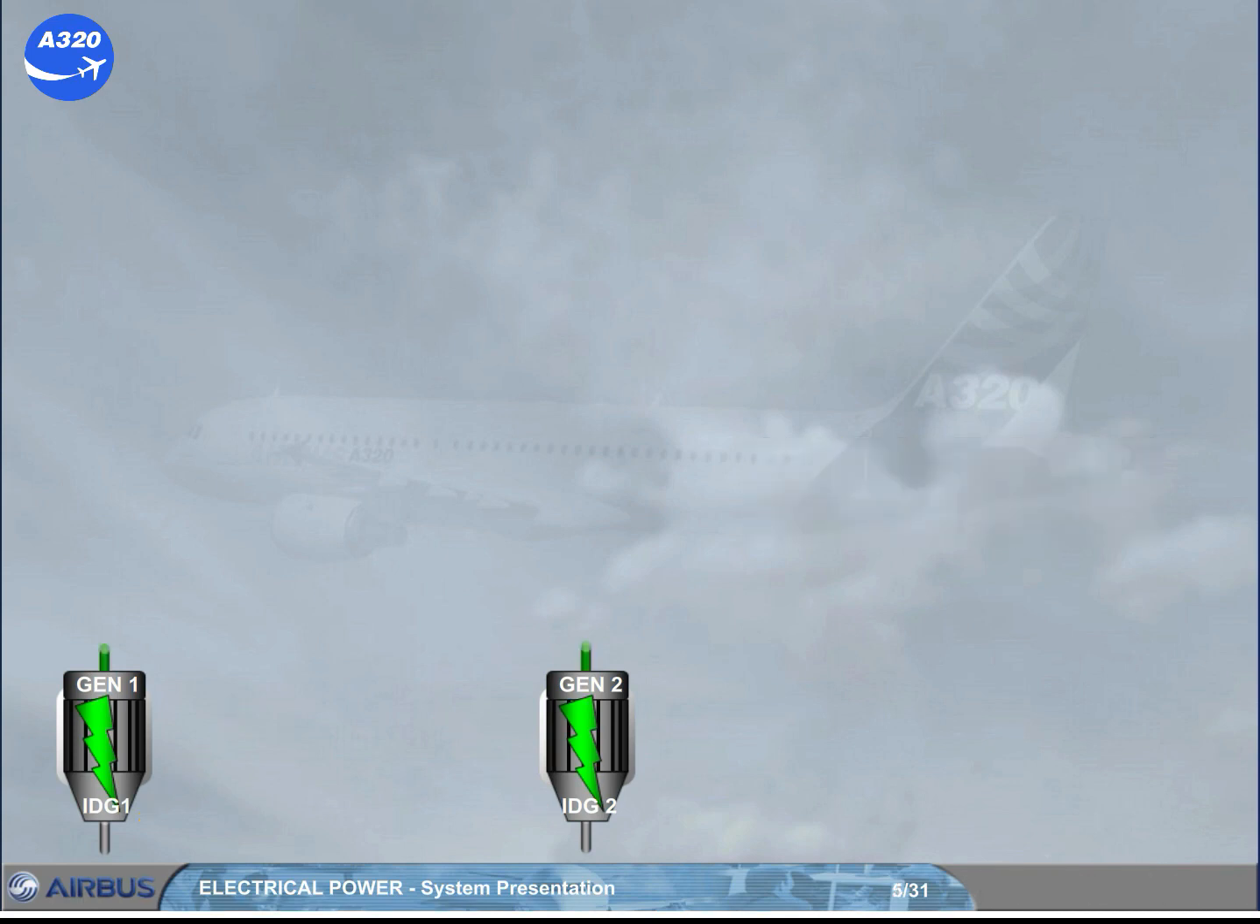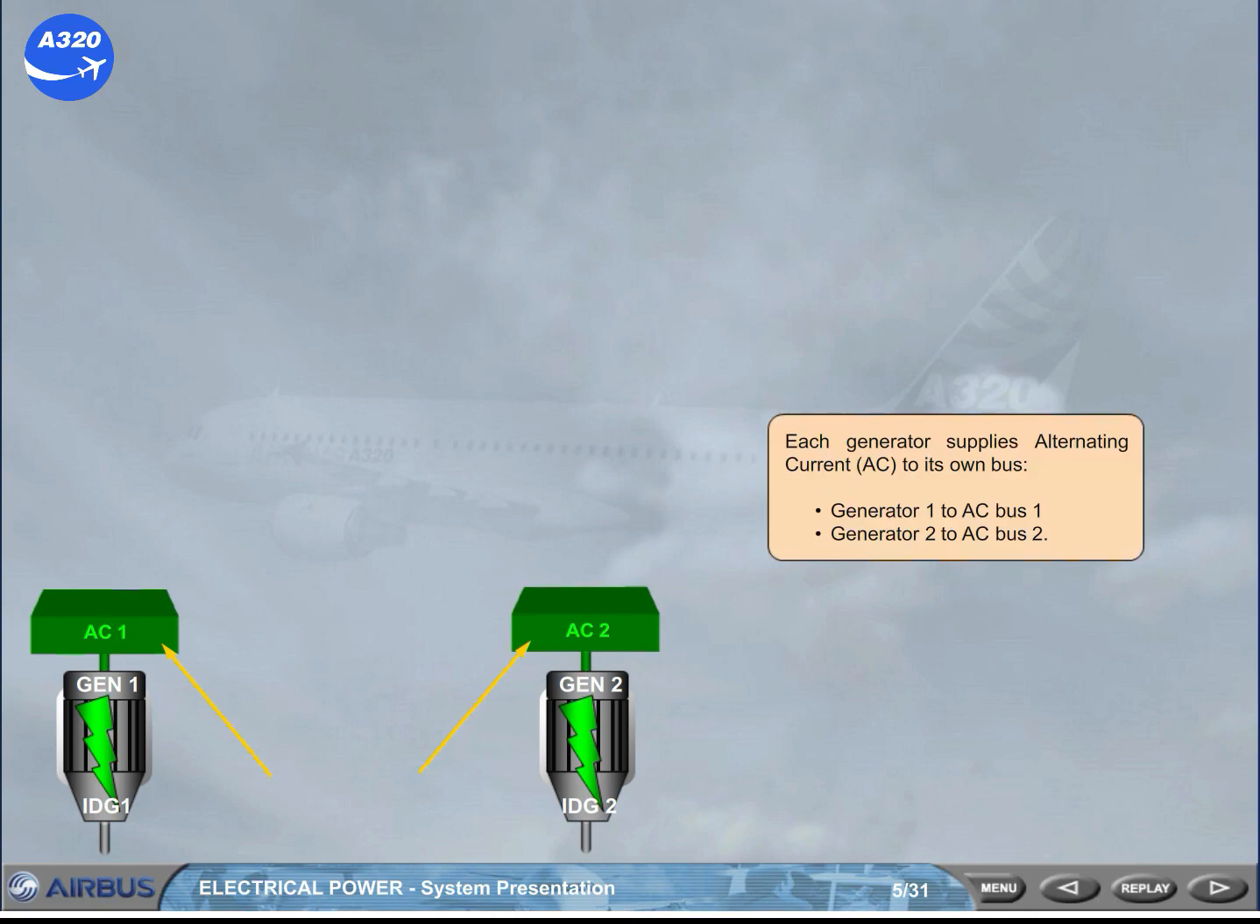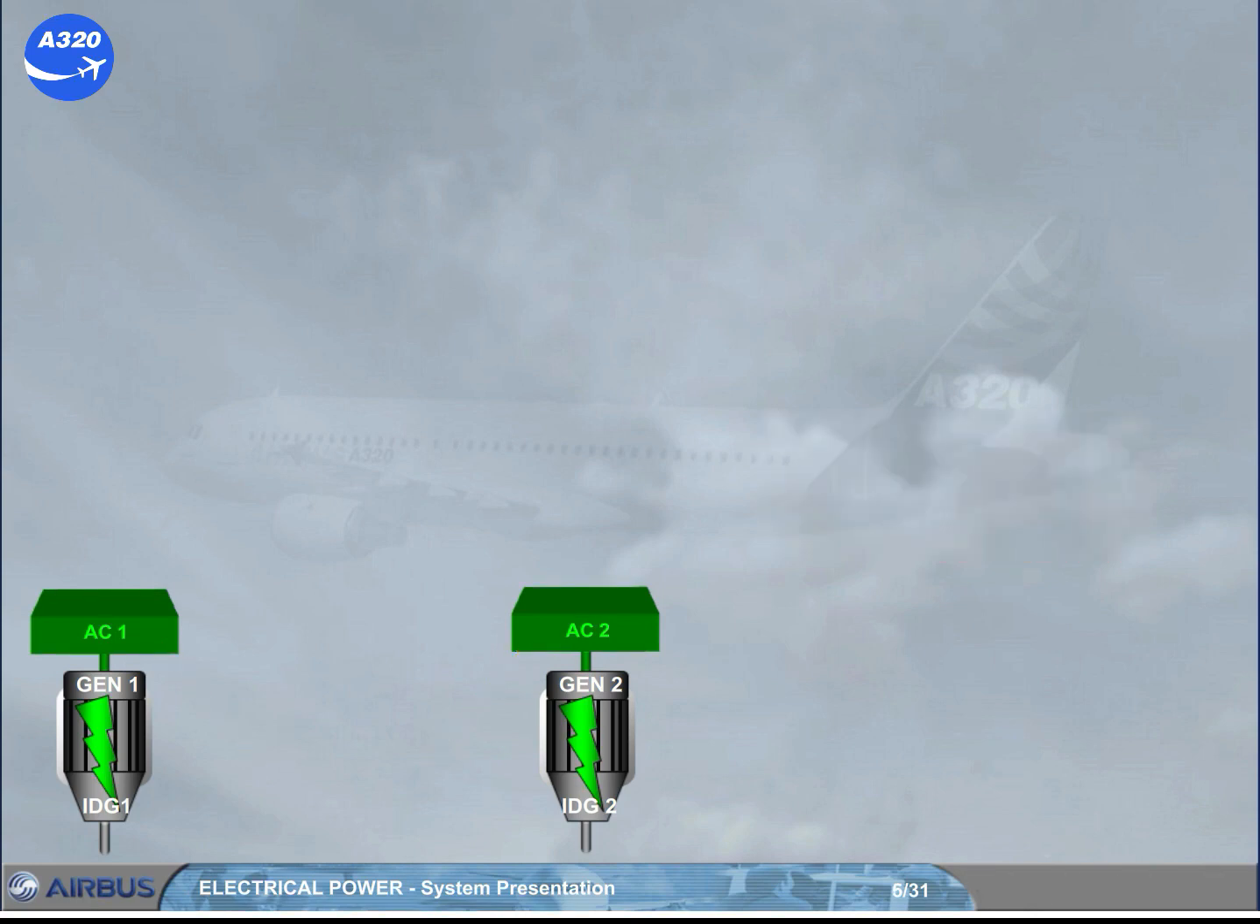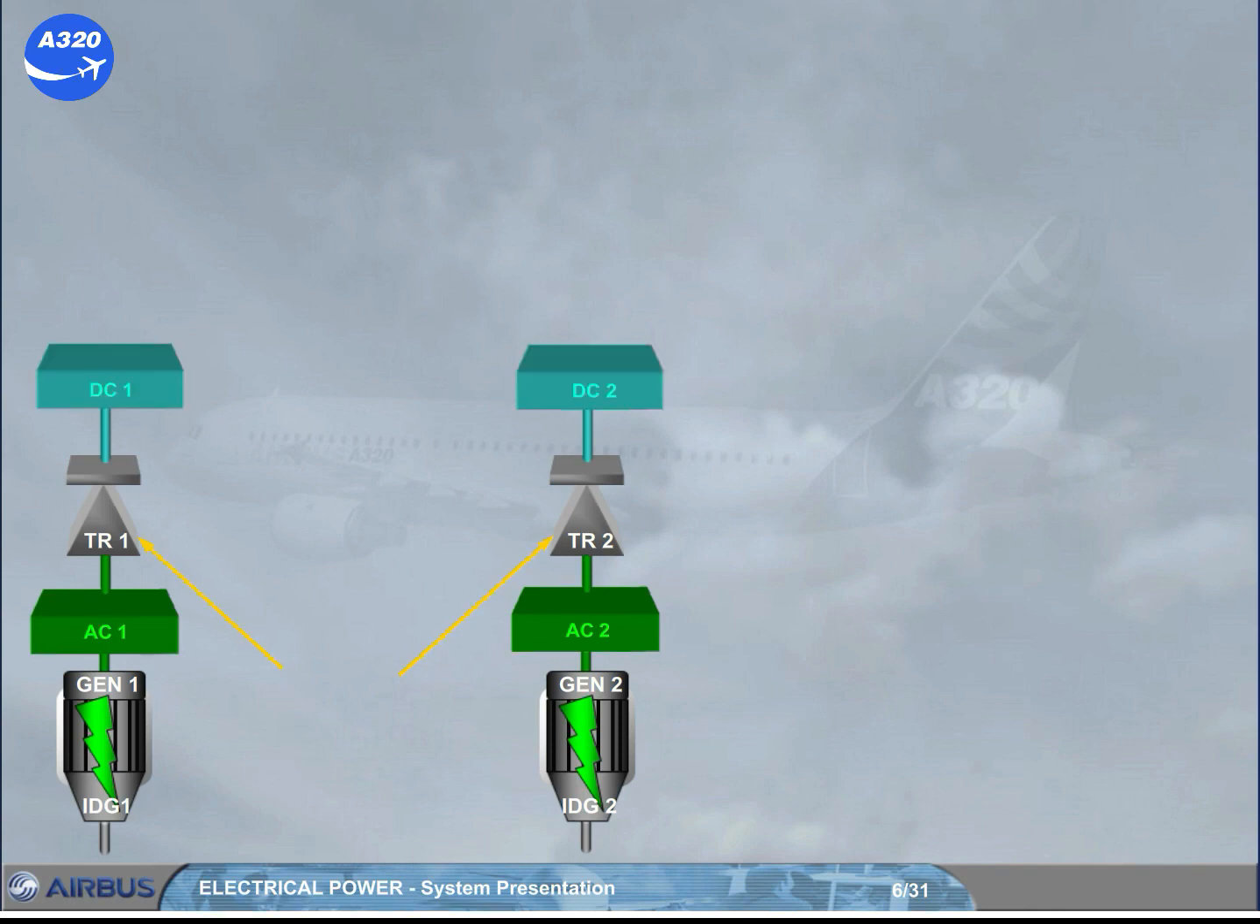Each generator supplies alternating current, AC, to its own bus. Generator 1 to AC bus 1, Generator 2 to AC bus 2. Each AC bus supplies its own transformer rectifier, TR. AC bus 1 to TR1. AC bus 2 to TR2. The TRs convert alternating current, AC, into direct current, DC, to supply their related DC buses, DC1 and DC2.